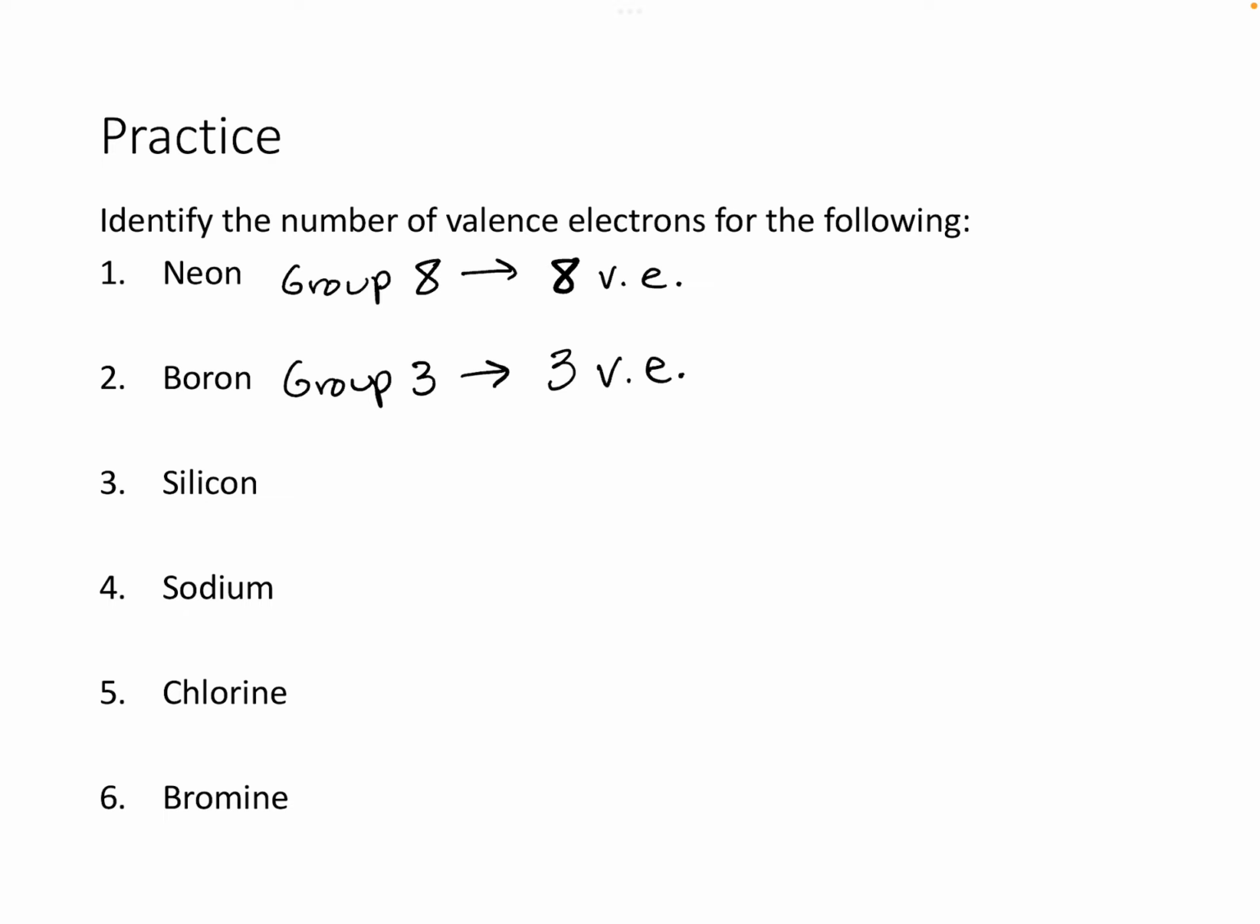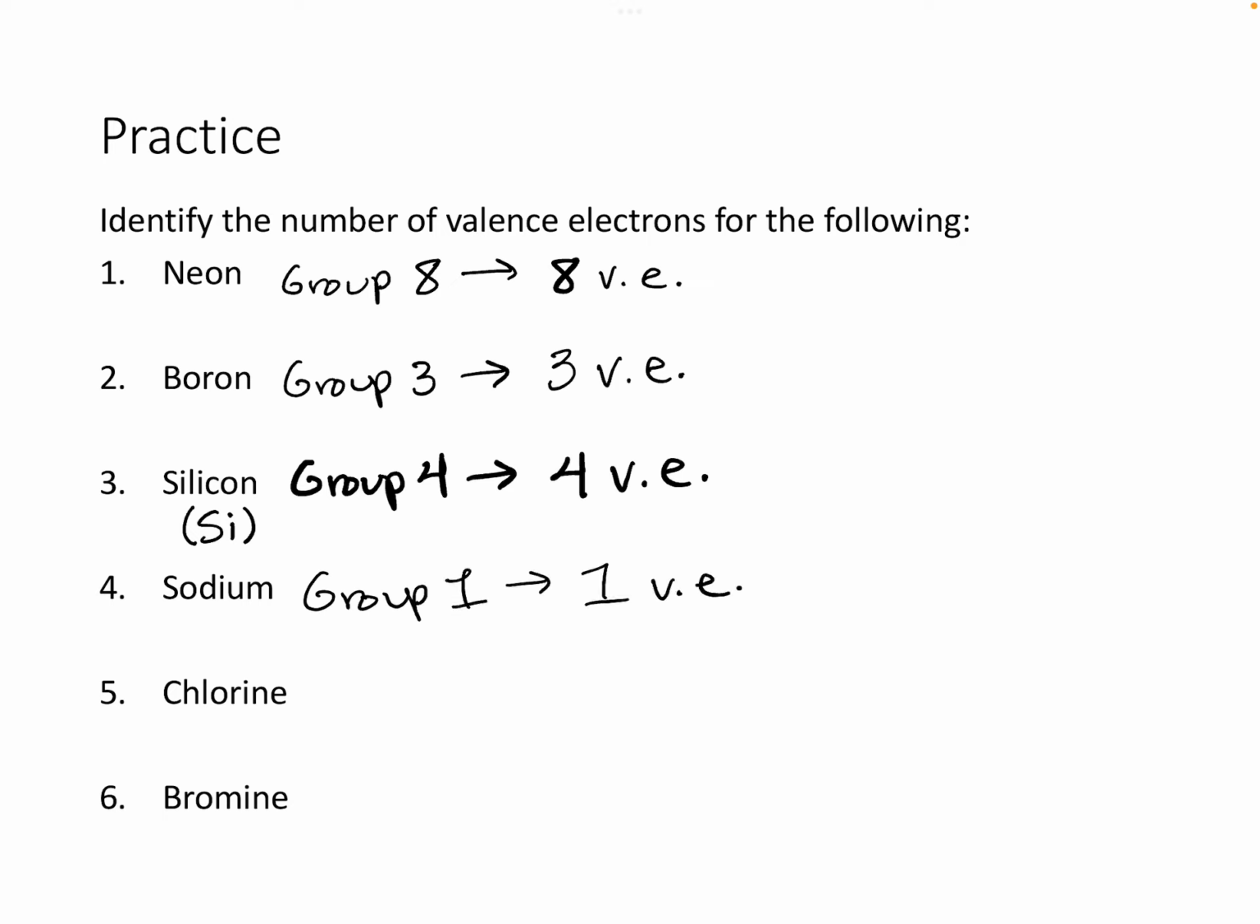And silicon? Remember, silicon has the symbol Si, so it's not sulfur. Sulfur has the symbol S. So Si is in group 4, so this has 4 valence electrons. Now sodium, we already said, was in group 1 and has 1 valence electron. Oh, my 1 looks like a 7 there. It's group 1, 1 valence electron.